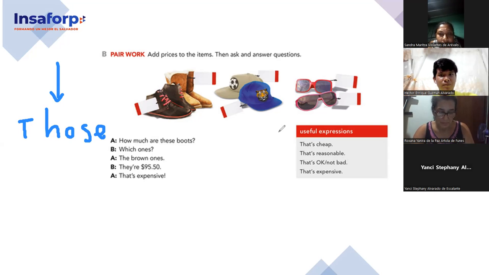I'm sorry. You can select this product, this one, Hector, or Roxana. Also, if you want, you can change the product. Okay.